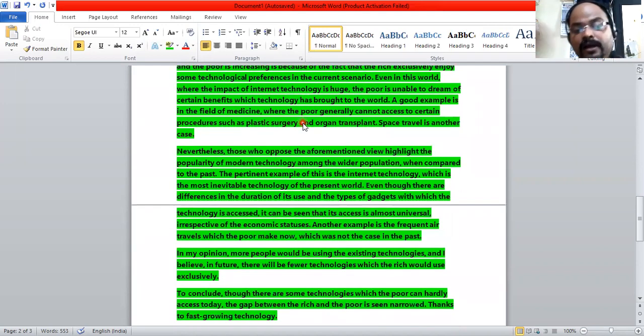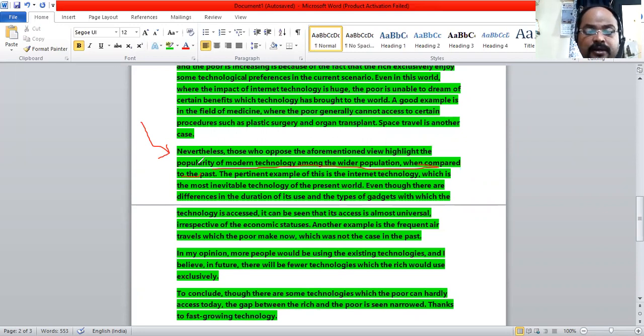Now, when we go ahead with the next paragraph: nevertheless, those who oppose the aforementioned view highlight the popularity of modern technology among the wider population when compared to the past. So the first sentence of the second paragraph is the popularity of modern technology among the wider population when compared to the past. In the past, the situation was different, and today the situation is different because we have more people using technology.